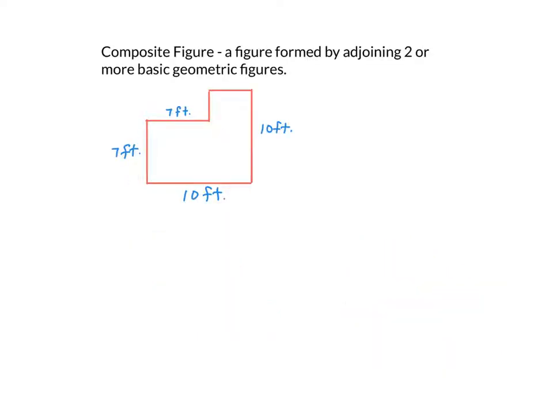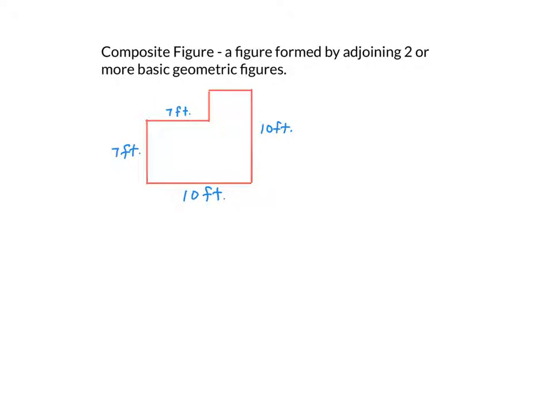Another idea talked about in this section is finding the perimeter and area of what is known as composite figures. A composite figure is a figure formed by adjoining two or more basic geometric figures together. So you can see that I have done that, and I have a lot of different measurements in here.